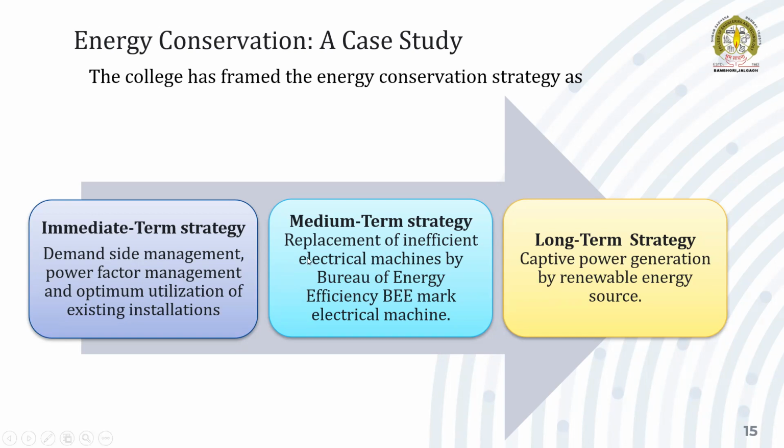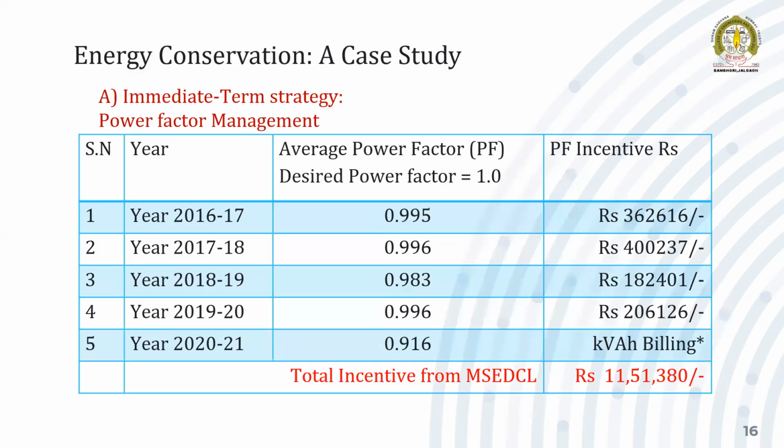In the medium term, we have replaced inefficient electrical machineries by Bureau of Energy Efficiency rated energy efficient ones. It may be 5-star, it may be 3-star. Whenever there is a replacement or renovation, the lights and fans have been replaced by energy efficient ones. And in the long term, there is captive power generation by renewable energy. So there is a 295 kilowatt solar rooftop power plant. So this is the three-part plan.